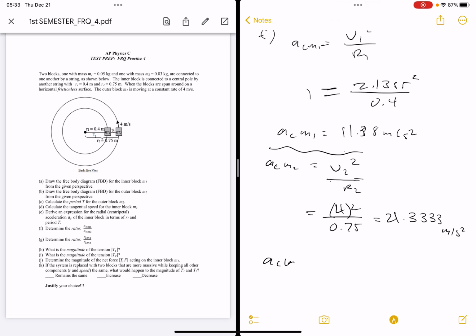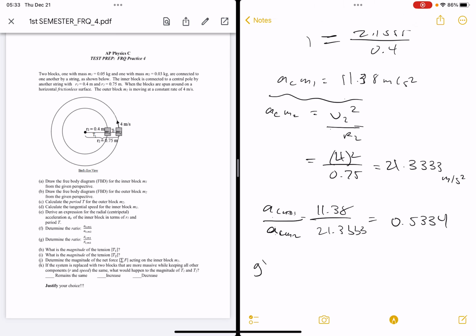So for the ratio, it's just ACM1 over ACM2, and that's just 11.38 over 21.3333, and the ratio would be 0.5334.